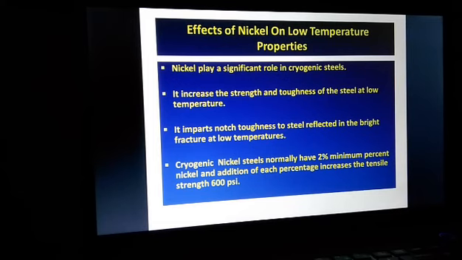Effect of nickel on low temperature properties. Nickel plays a significant role in cryogenic steel. It increases the strength and toughness of the steel at low temperature. It is important for notch toughness, as steel otherwise shows brittle fracture at low temperature. Cryogenic nickel steel normally has 2% minimum nickel, and addition of each percentage increases the tensile strength by 600 psi.